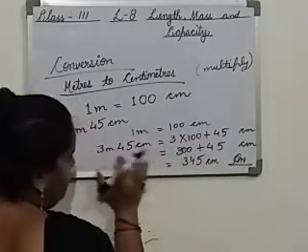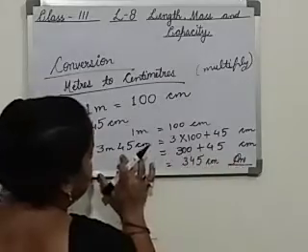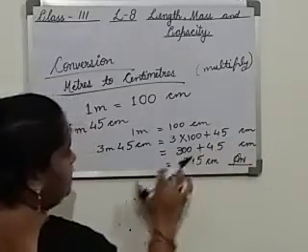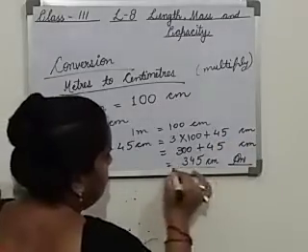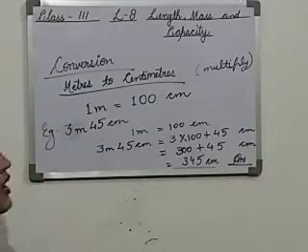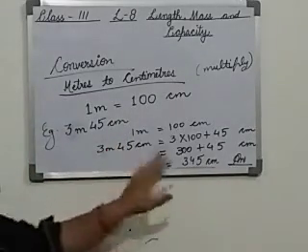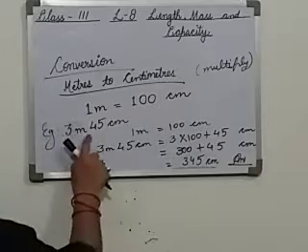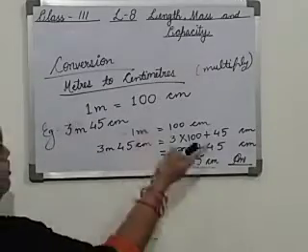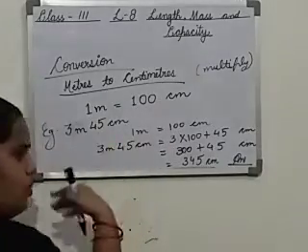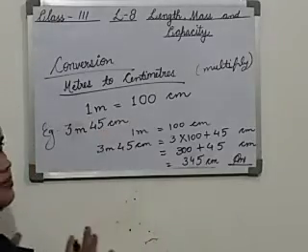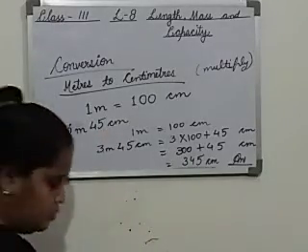But we have this 45 also. So what will we do with 45? We will add this 45 and the total answer we will get is 345 centimeter. This is the way of changing these types of questions. Firstly, you will change the quantity of meter into centimeter, and whichever quantity is already in centimeter, you will add that number. Simply, nothing else you have to do. Okay?